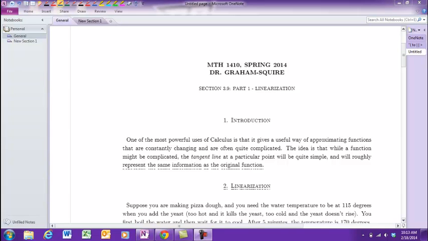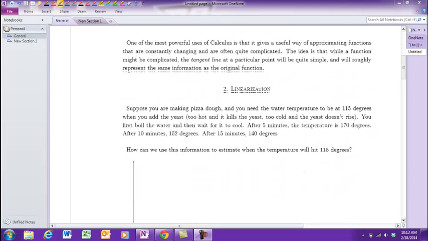Section 3.9, Part 1, Linearization. So one of the real powerful uses of calculus is that it gives us a way of approximating functions that are constantly changing and are often quite complicated. And the main idea of this section is that you can approximate a function with its tangent line by using the derivative, and as long as you're close to a certain point where that tangent line occurs, the tangent line and the function will be very close to each other and will roughly represent the same thing and thus can be used for good approximation.